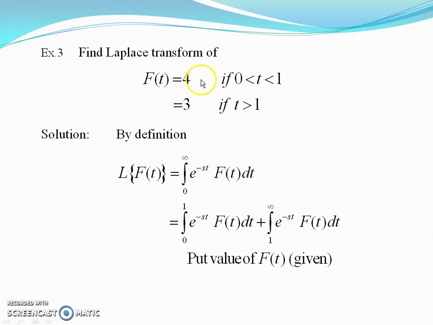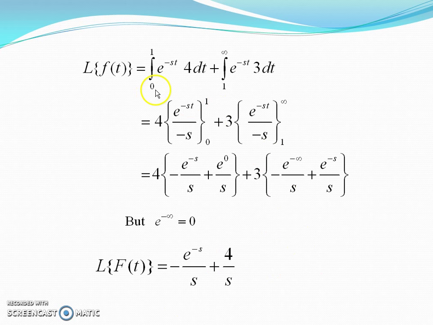Here the function f of t is again a discontinuous function and its value is given as 4 and 3 according to the interval of t, 0 to 1 and t greater than 1 respectively, so that the whole range 0 to infinity can be split into the sum of two parts. The first integral having limit 0 to 1 e raised to minus st f of t dt, and the second integration having limit 1 to infinity e raised to minus st f of t dt. Now put the values of f of t which are given. For range 0 to 1, f of t is 4. For range 1 to infinity, f of t is 3.